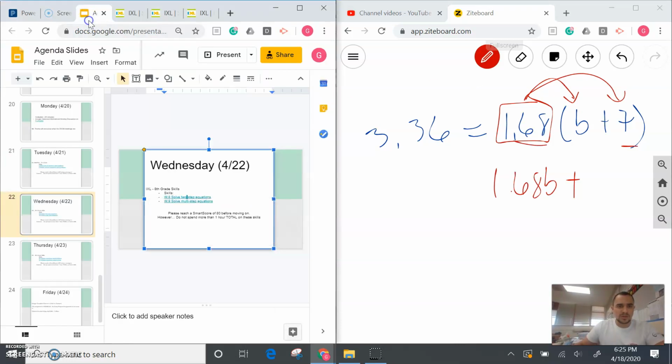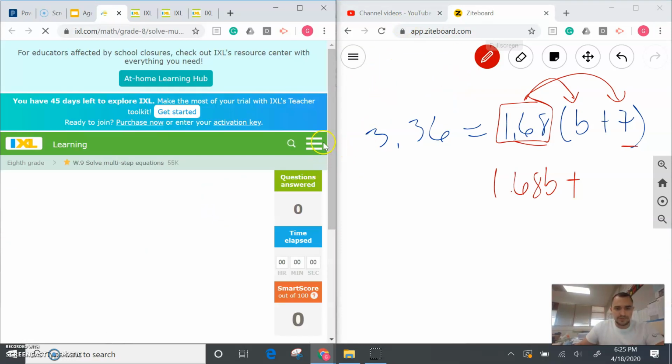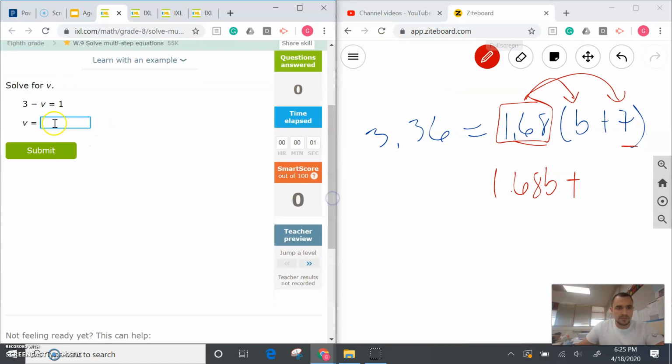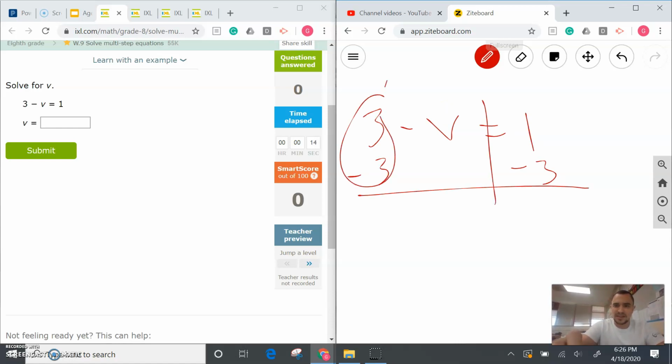All right, let's go on to the next one though. Multi-step equations and all this stuff. I got about 5 minutes left on this video. This one's pretty easy. It's going to be a different amount of reviews and stuff. You never know what you're going to get. 3 minus v equals 1. Subtract the 3 on both sides because I have numbers on both sides, so I can do that.